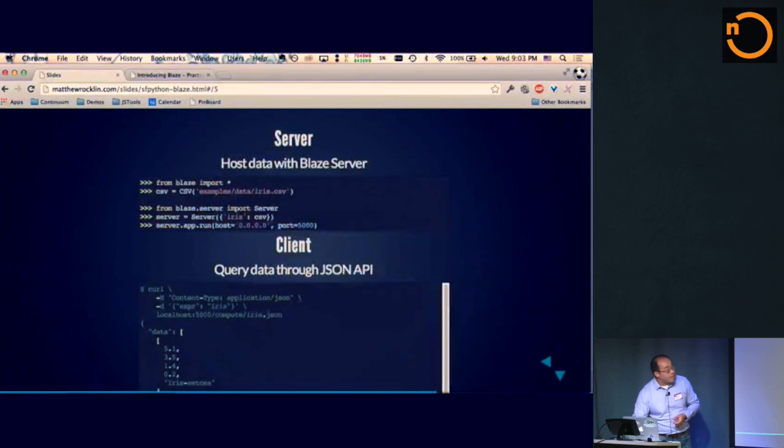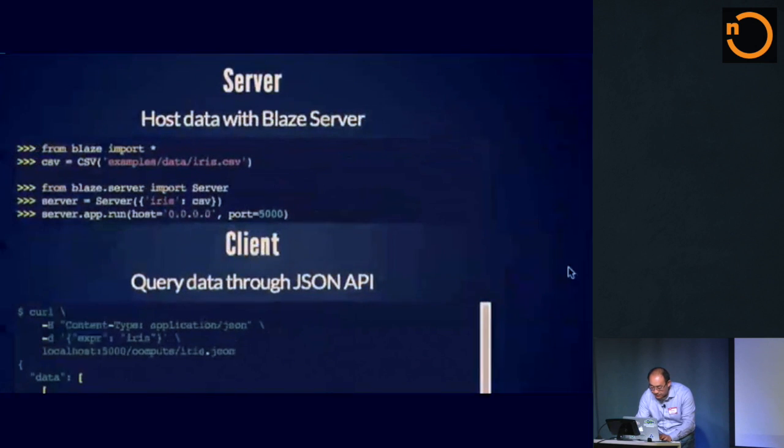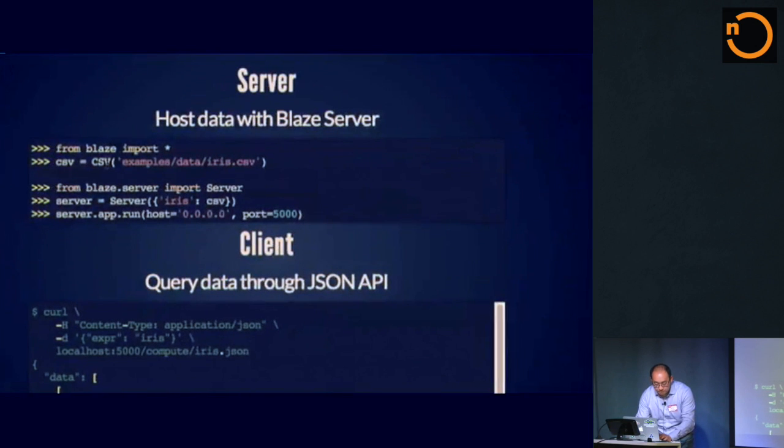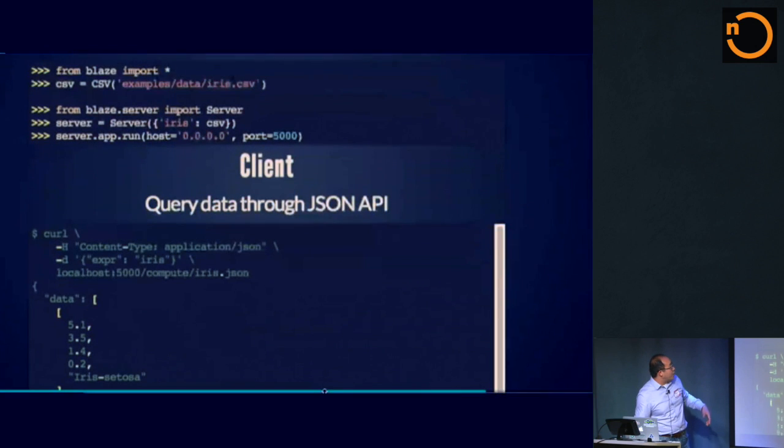So for instance here, I don't know if everyone can see that. Okay, we'll do it this way. Again, same examples as before. We load up a CSV file, and we tell Blaze to create a server on port 5000, and that server is going to have a data table in it, called iris, which maps to the CSV data set. And then we can query it through JSON. Just with curl, you can go and query it, and it comes out with the data, right?